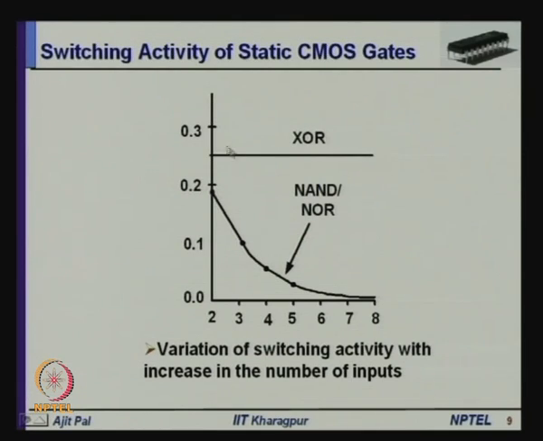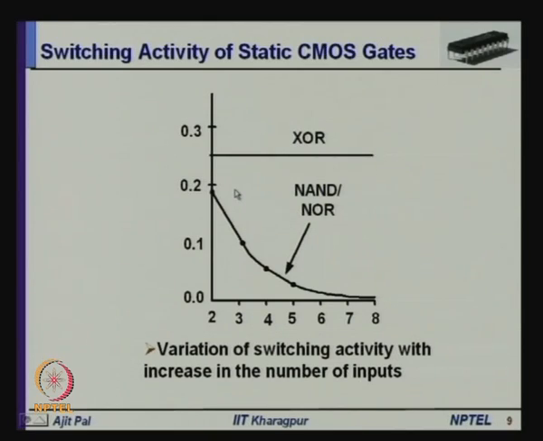We can see for an XOR gate, as you increase the input, it remains equal to 1 by 4, that is 0.25. Why so? Because we have seen in the truth table the number of zeros and the number of ones will always be the same, and that will be half of the total number. So, this value will always be equal to 1 by 4 for XOR as you increase the fan-in, the number of inputs. On the other hand, for NAND, NOR and OR gates, it will change.